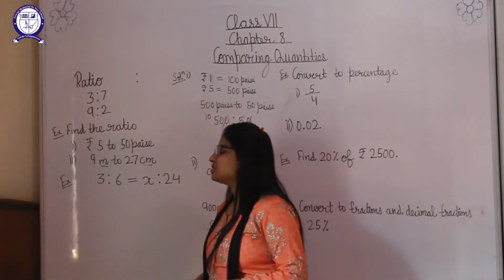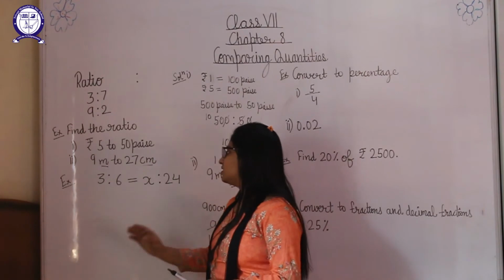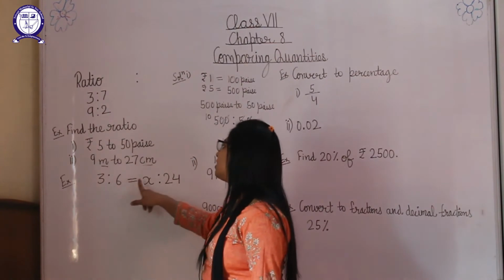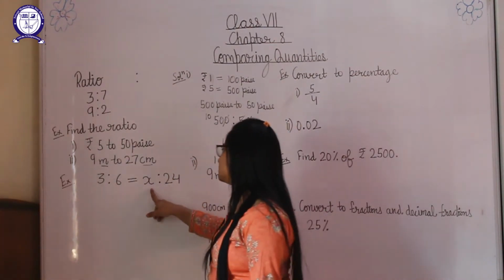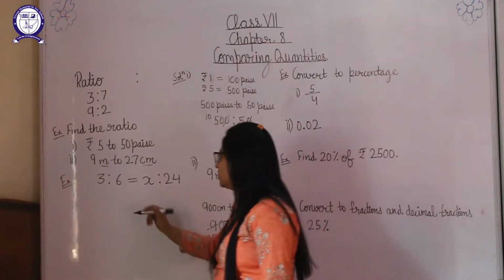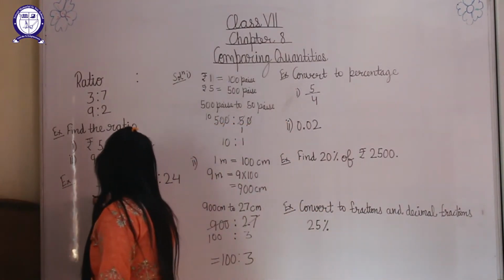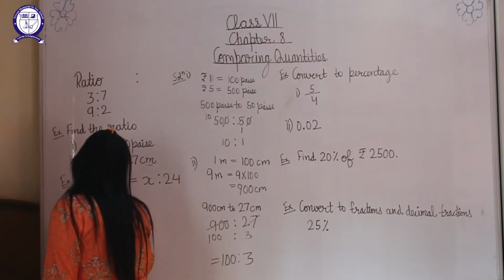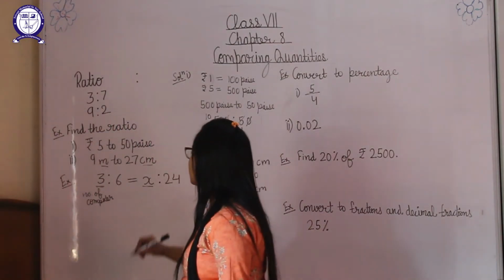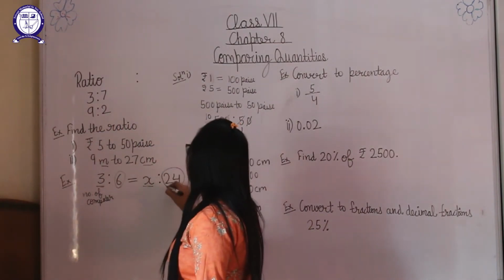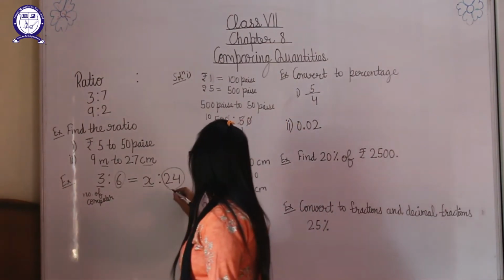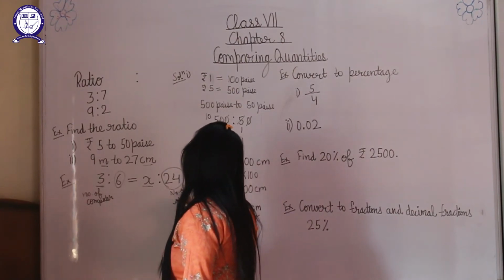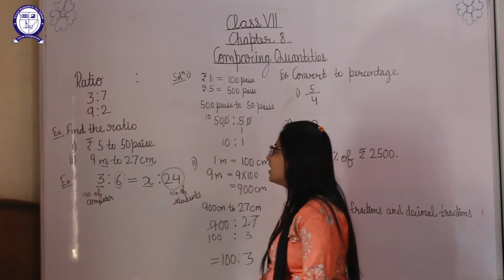Now students, one of the questions in your book is that in a computer lab there are 3 computers available for 6 students. Now we need to find out how many computers are needed for 24 students. So this first number is representing the number of computers, here and here also. And this second one is representing the number of students, means the first one is for the computers and the second one after the ratio is for the students.